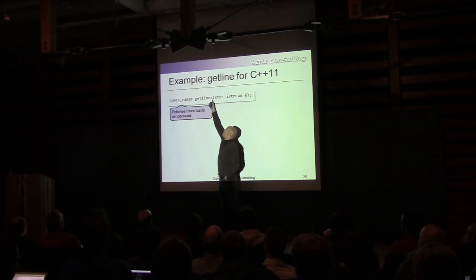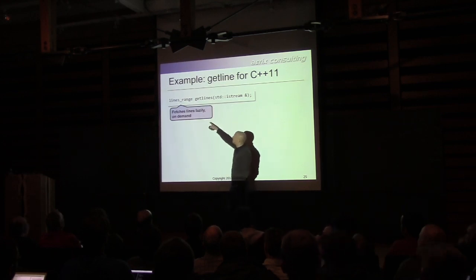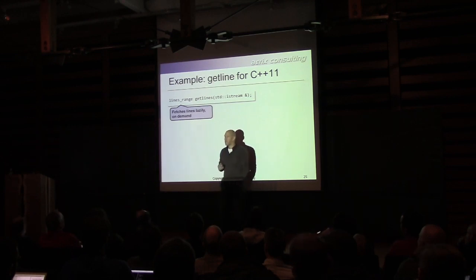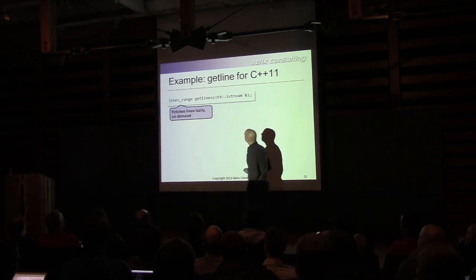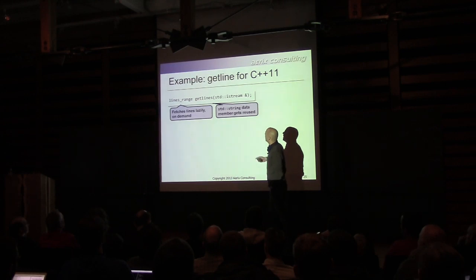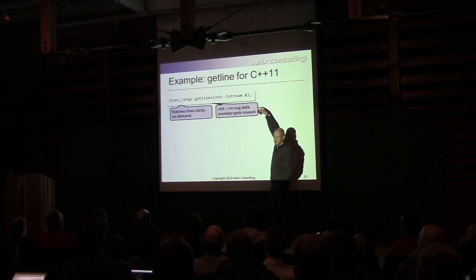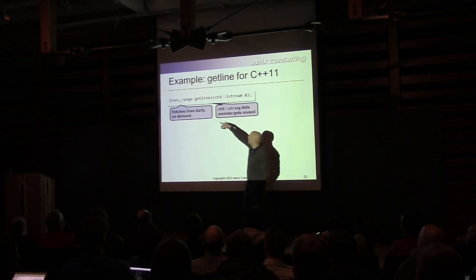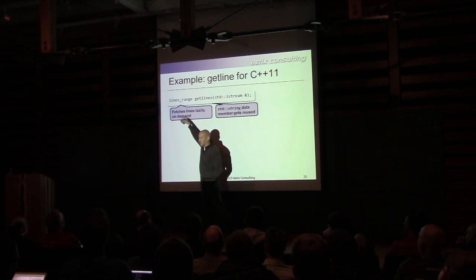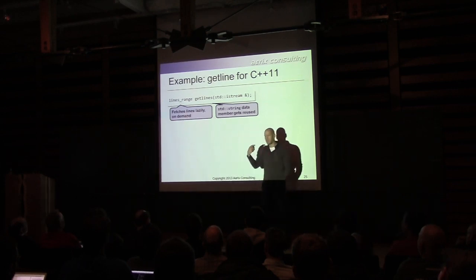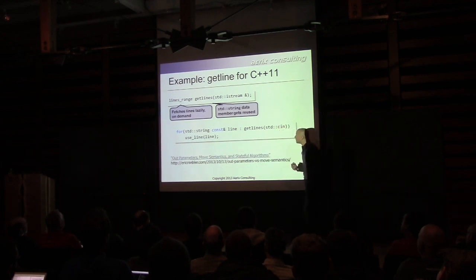So here's how I would do this. GetLines, notice the plural here, returns a range of lines. Fetches the lines lazily on demand, okay? And this lines range object has a data member inside of type std::string that gets reused, right? And this thing has begin and end, and it returns iterators, and as you iterate through this thing, it's going to pull lines out of my stream, like this.